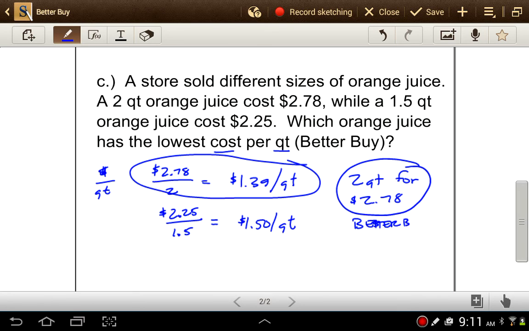Okay? So when you're trying to find these better buys and you're comparing, you first need to put them into a unit rate, and then you need to compare those unit rates. In different situations, it might be least, like the last two, or like the first one, it might be the greatest. So you have to look at the situation to see which would be the better answer to choose based on that situation.